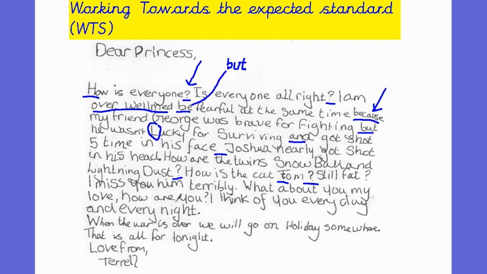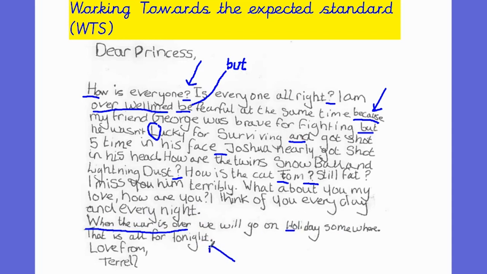What about you, my love? That's quite nice. How are you? Okay, that shows a little bit of character there. I think of you every day and every night. When the war is over, so we've got some subordination here. When the war is over, we will go on holiday somewhere. Again, an incorrect capital used there. That is all for tonight.